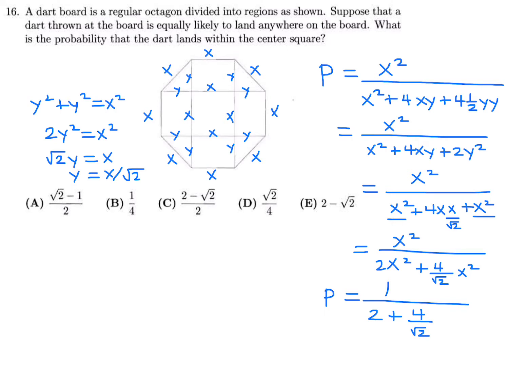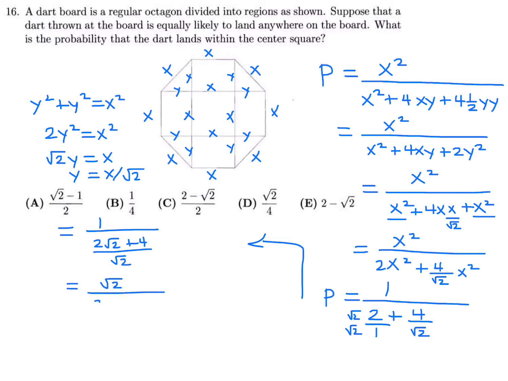And at this point, this is just trying to make this answer look like one of the answer choices. Okay, well, let's add the fraction, root 2. So that's going to give me 1 over 2 root 2 plus 4 over root 2. Invert and multiply, and you get root 2 over 2 root 2 plus 4. And we're going to have to rationalize the denominator here.